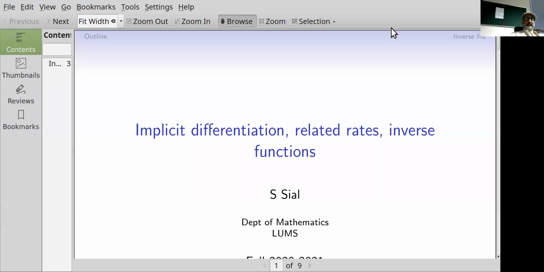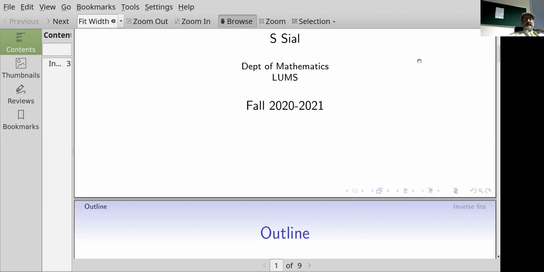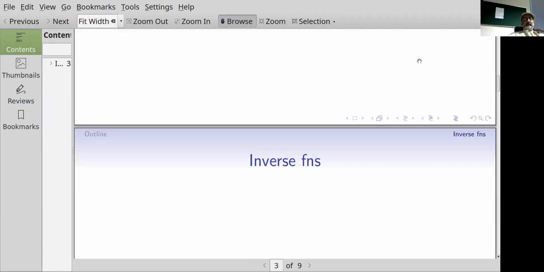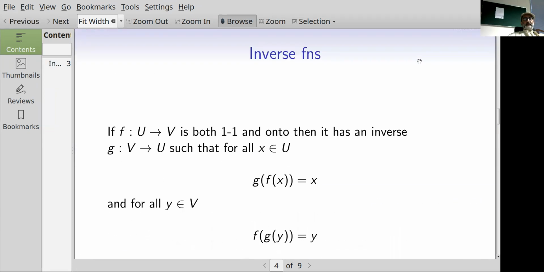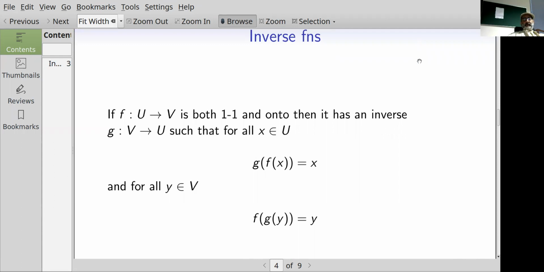Okay, so in this segment, we consider another application of chain rule and implicit differentiation, and that is finding the derivatives of inverse functions. So let me remind you that if f sends u to v and is both one to one and onto, then that means that it has an inverse.